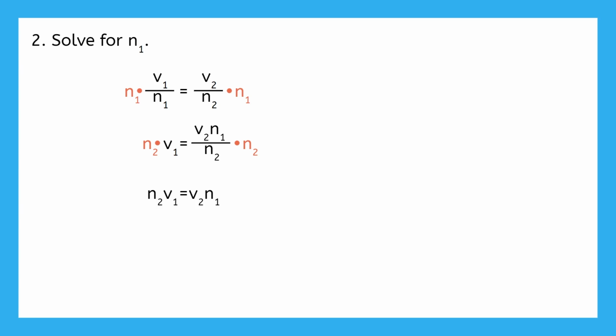Now there's only one thing left to do. We divide both sides by v2, which will leave n1 by itself on the right, and on the left we have the fraction n2v1 over v2. So in the end, we still got the same final answer. As long as your math is sound, there are often many ways to solve an equation, so you can work in a way that feels best to you.